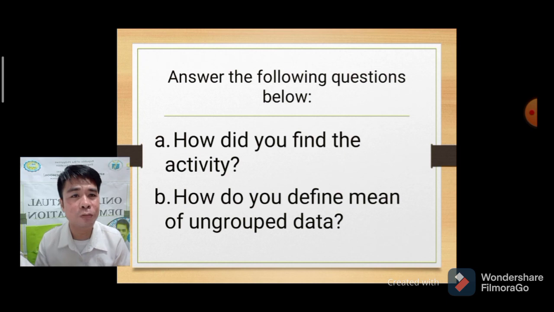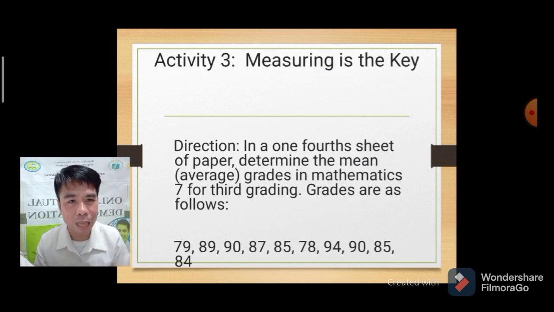Okay, next is how did you find the activity? It is interesting, it is easy. Okay, so you can show your answer by commenting in the video lesson, or you can chat through our personal GC. Next, how do you define the mean of ungrouped data, or your own understanding based on our discussions a while ago? So in your own definition, how do you define the mean of ungrouped data? To hear your voice in your answer, you can PM me, or you can send your answer in our personal group chat.